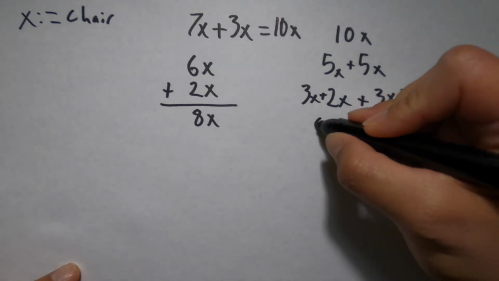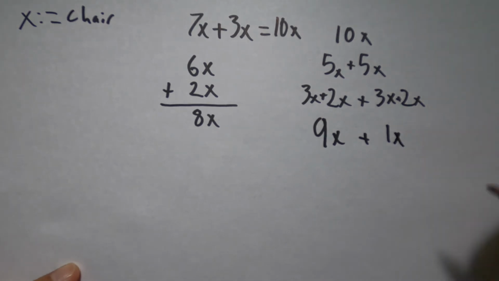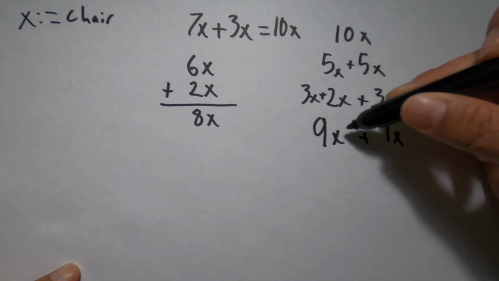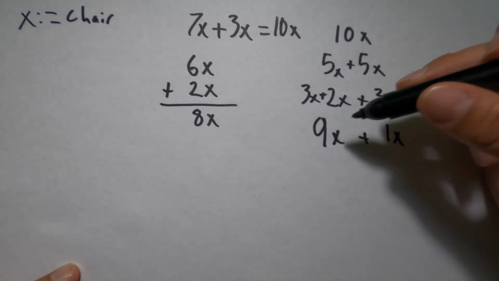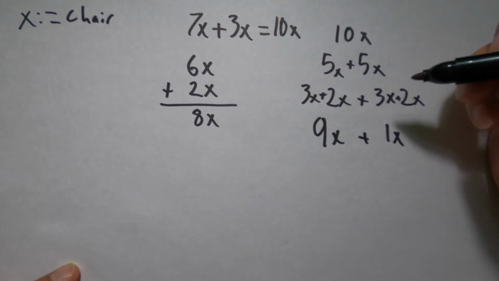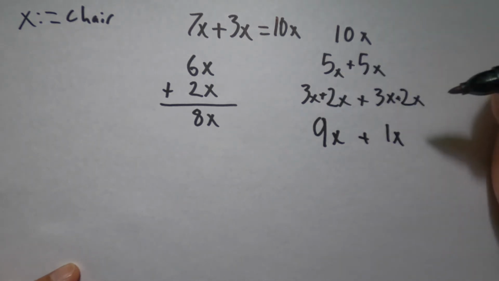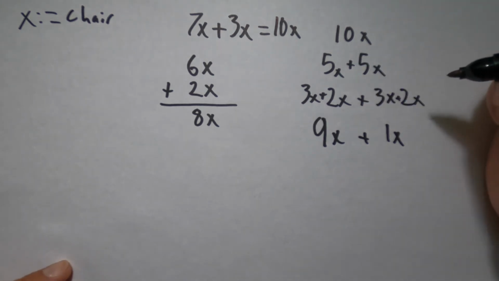Or you can just take 9 chairs plus 1 chair. That's 10 decomposed, 9 and 1. If we compose 9 and 1, we get 10. If we compose 3, 2, 3, 2, we get 10. 5 and 5, 10 composed.